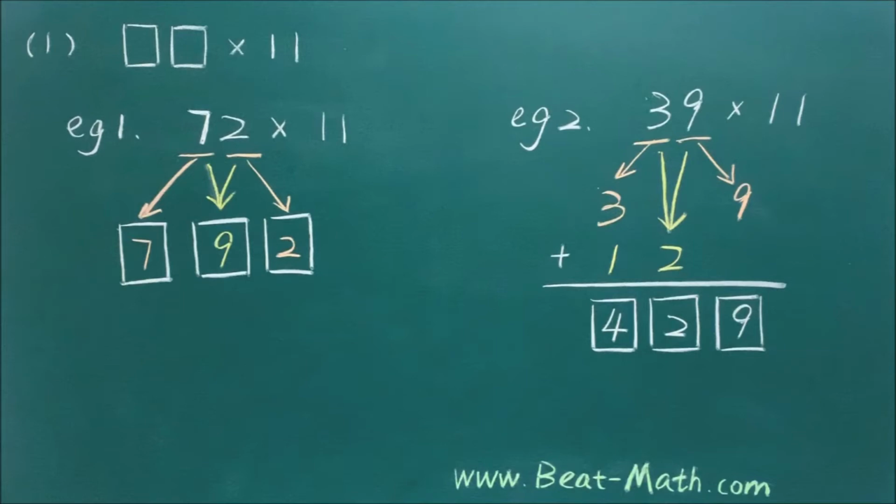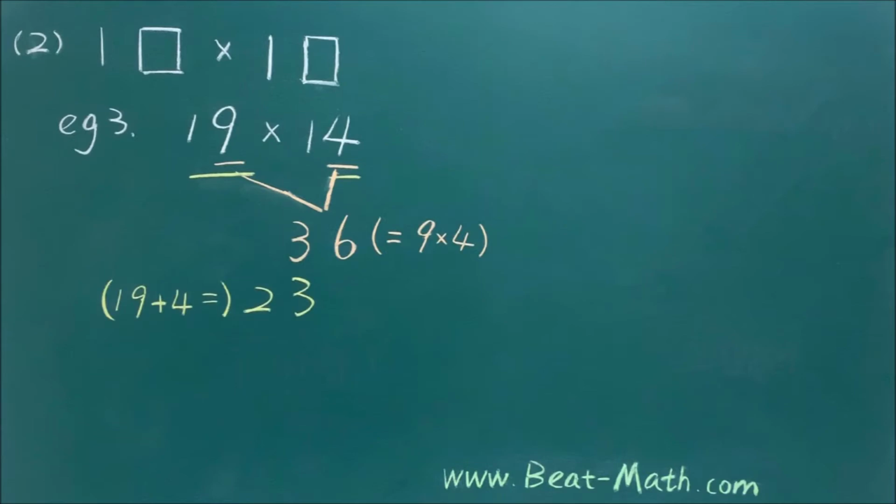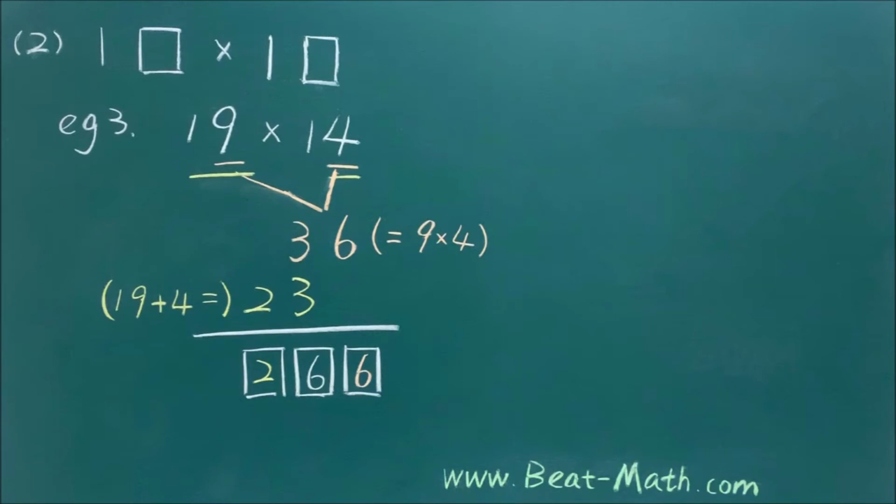It's cool, right? Now let's look at some more complicated problems. Firstly, how do we get the product of two-digit numbers less than 20? Let's look at 19 times 14. First, we multiply 9 times 4, which is 36. Then 19 plus 4 equals 23. 2 becomes the first number of the answer, and 6 becomes the last one. In the middle is 3 plus 3 equals 6, so we get the answer 266.